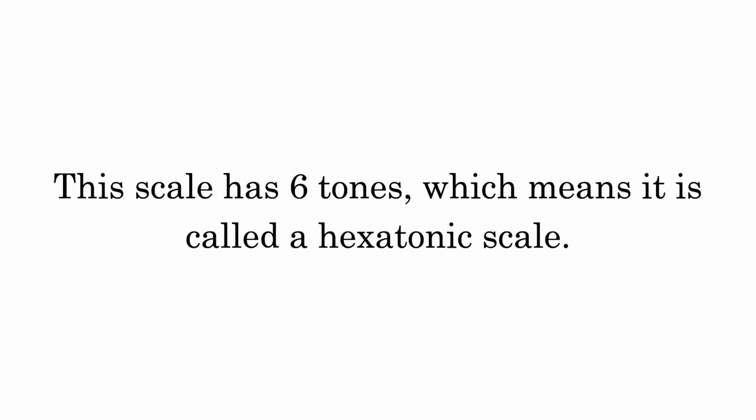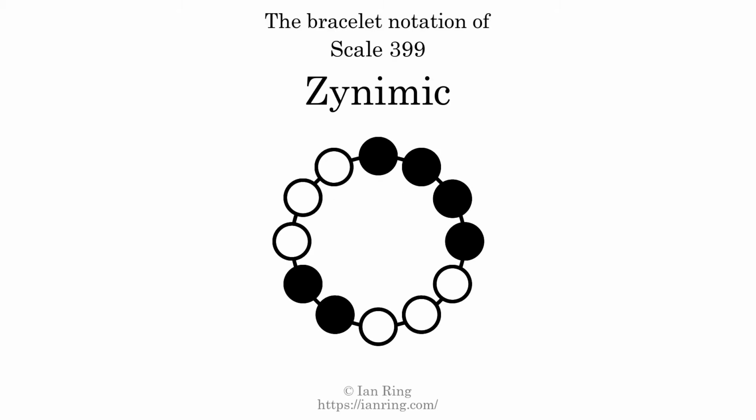This scale has 6 tones, which means it is called a hexatonic scale. This is a bracelet notation diagram of scale 399. The shaded circles represent tones that appear in the scale, and they are read clockwise, starting at the top.